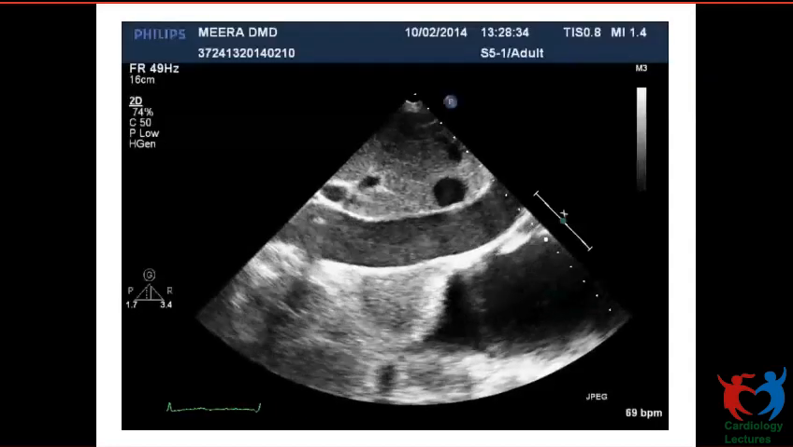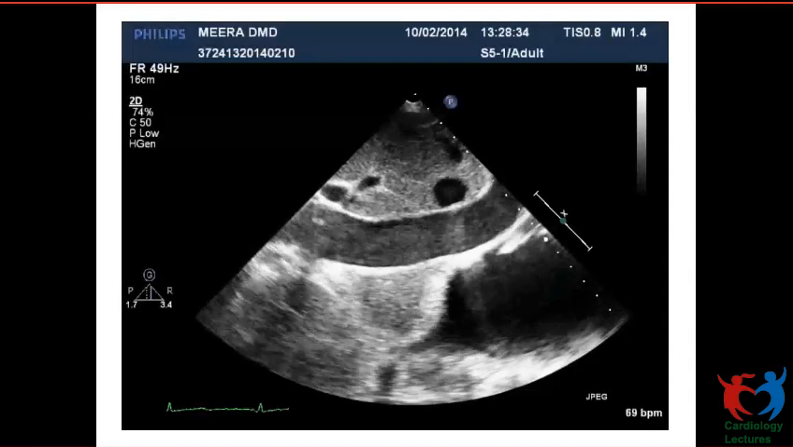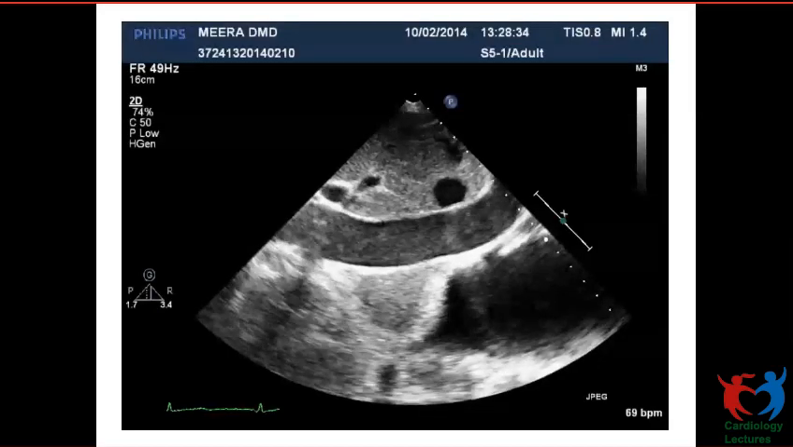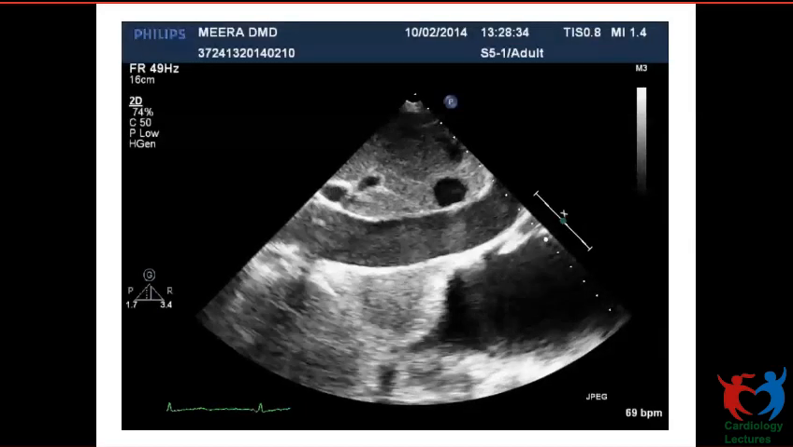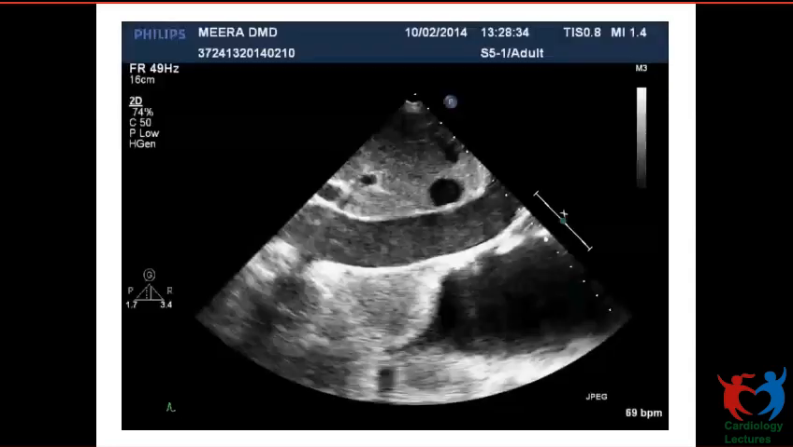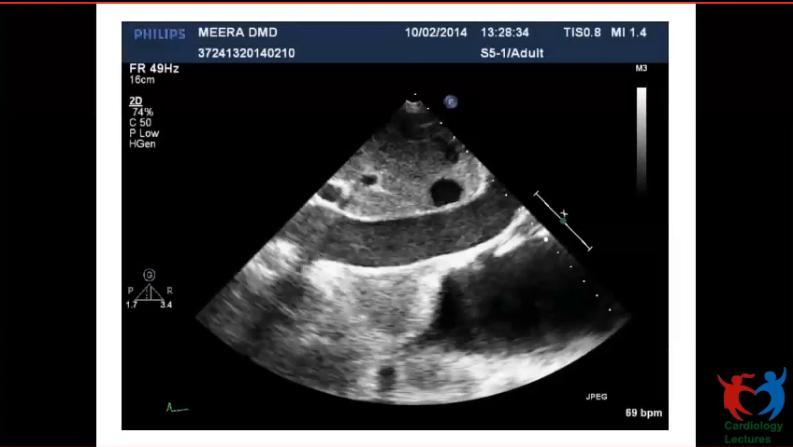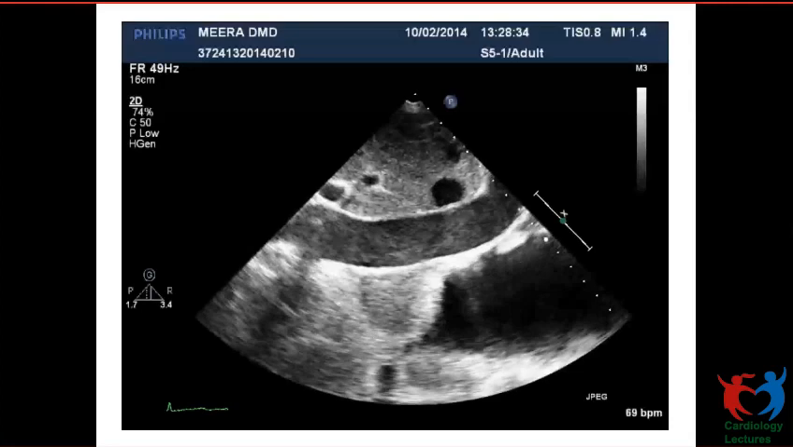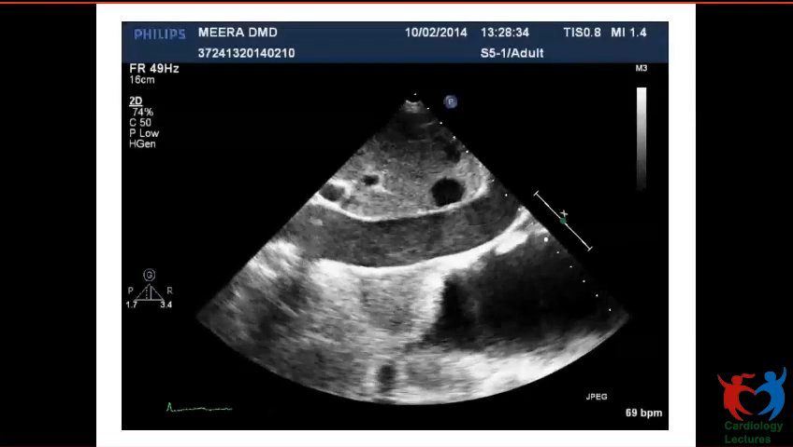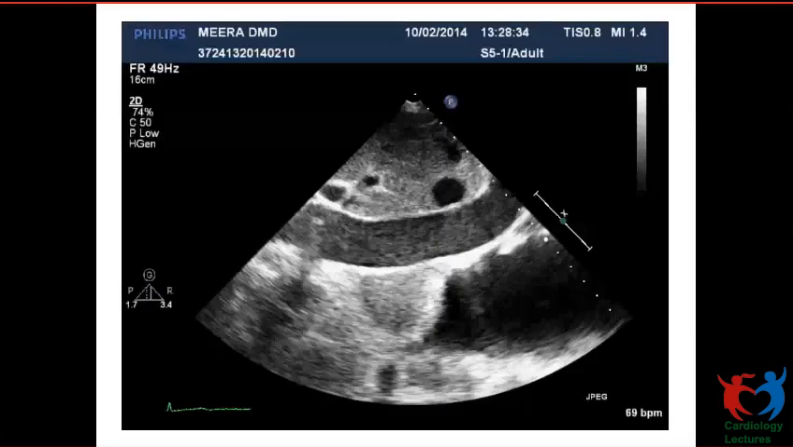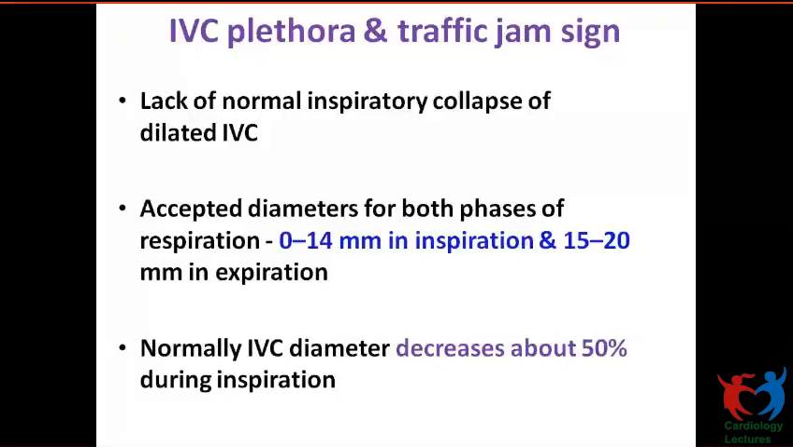What is this? IVC plethora, dilated IVC with traffic jam sign. Yeah, dilated, non-collapsing IVC. There is no collapse at all, with traffic jam sign. What is the normal IVC?